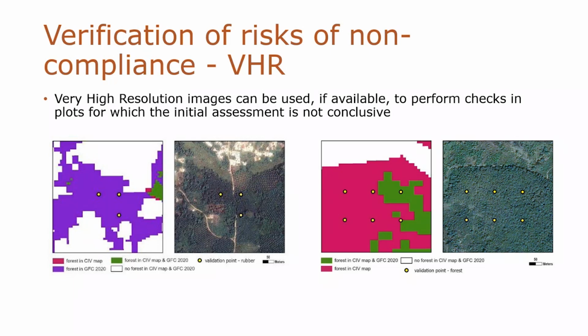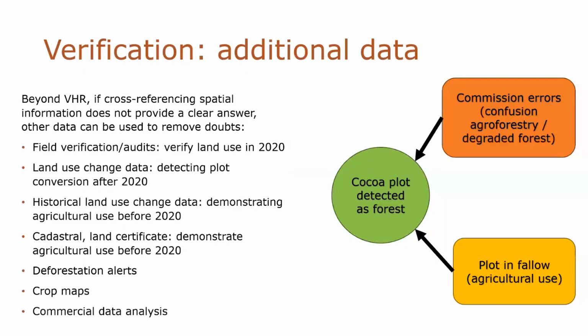Now, on the other hand, we have the same part. We have our verification plots, and in this case these are forests in our system. So we can use very high resolution data to demonstrate some of the inaccuracies in our maps. How do we do this? Which other data can we use? We need to focus at the plot level.